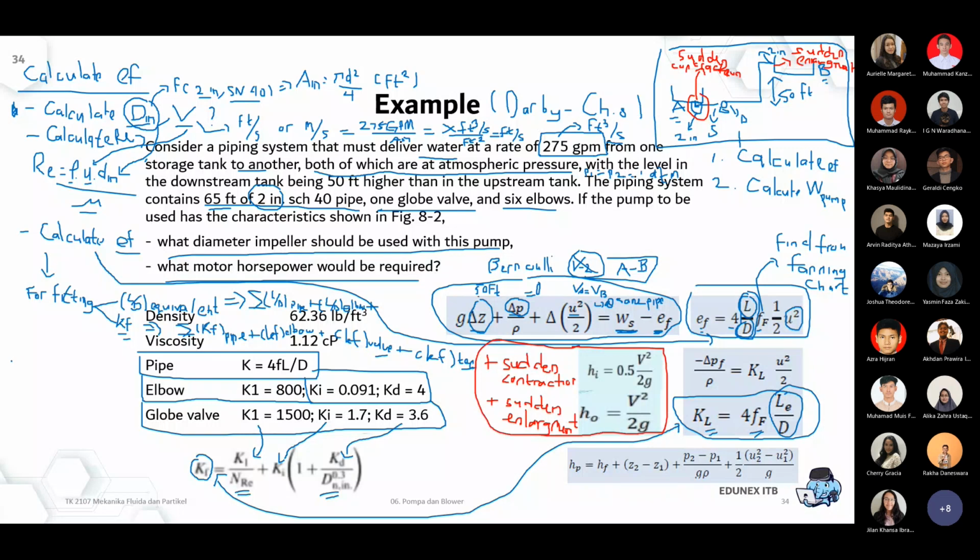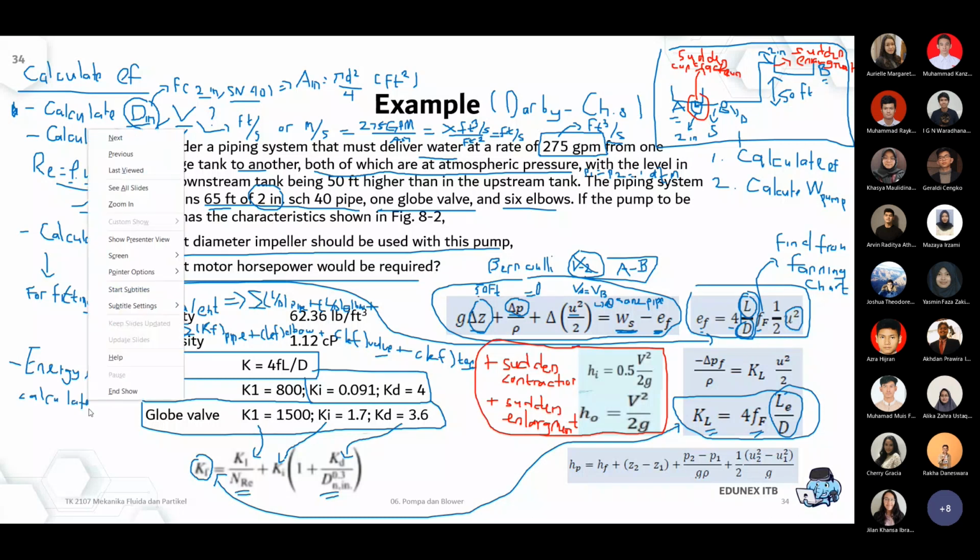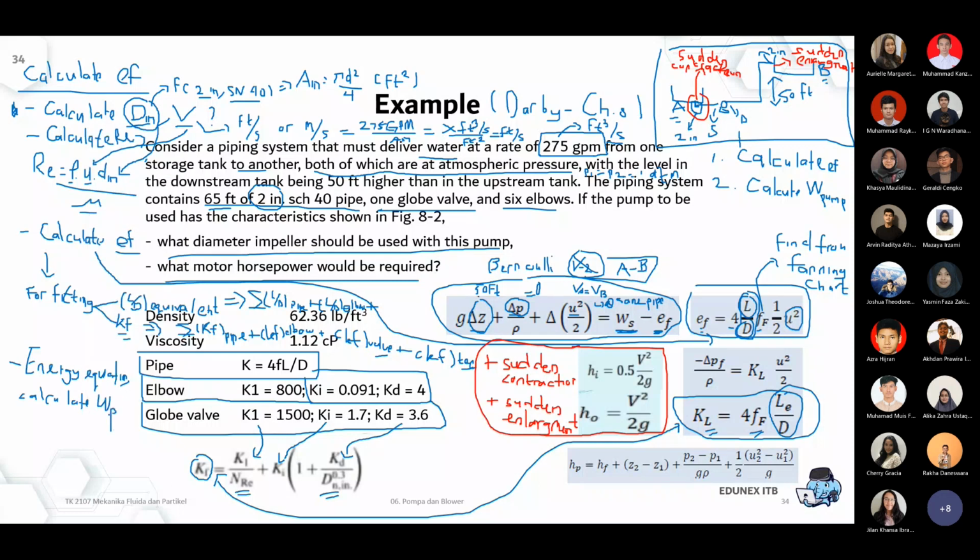And then you go to the energy equation to calculate pump work. Now you have your EF. So the only unknown here is the ideal pump work. That's your ideal pump.